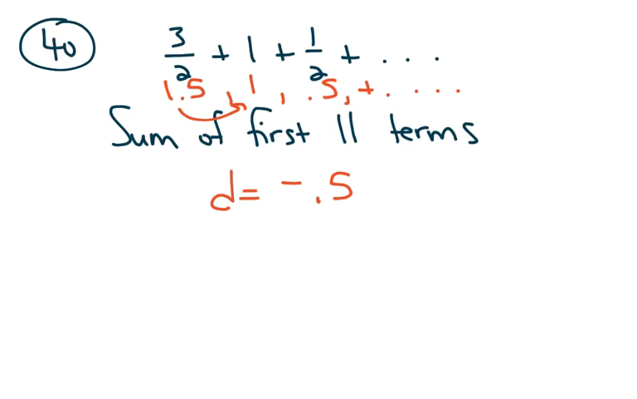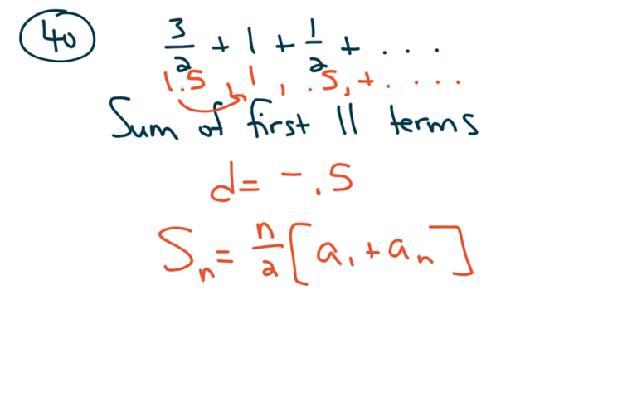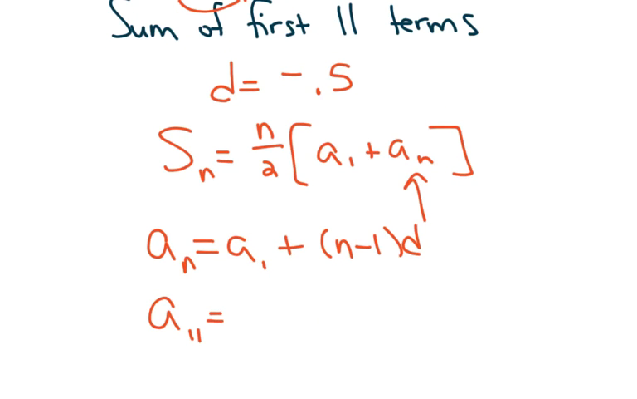The formula for the sum is n over 2, a sub 1 plus a sub n. But here's the problem. I don't know what a sub n is. I know n is 11, but I don't know what the 11th term is. So you can either expand it out, which I'm fine with, or you can use this formula for finding the 11th term. The 11th term is going to be the first term plus the number of terms minus 1 times the common difference. So the 11th term is going to be negative 3.5.